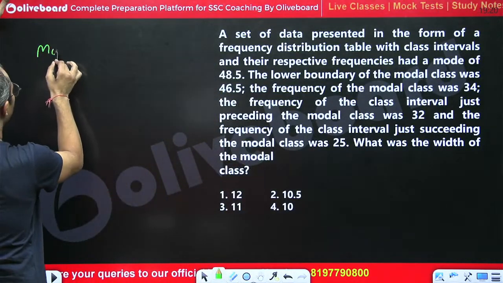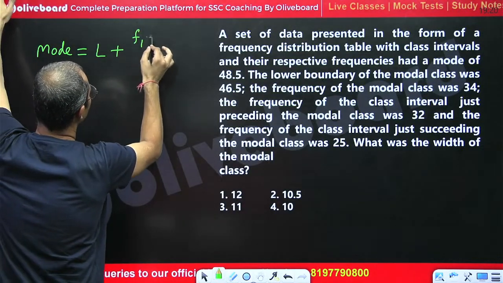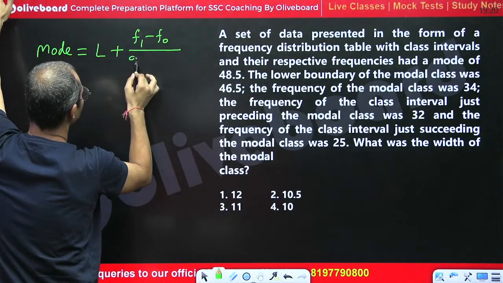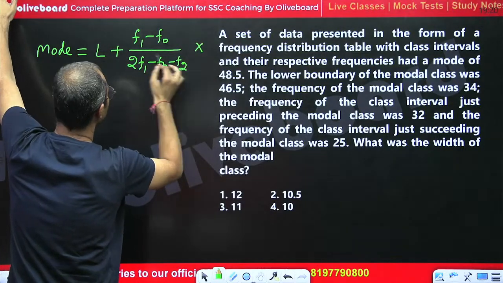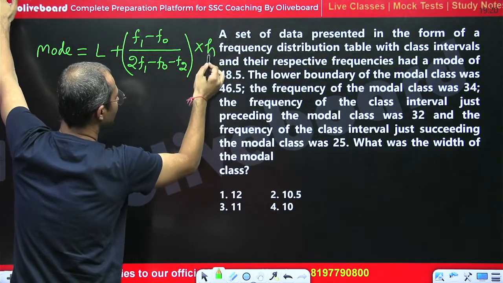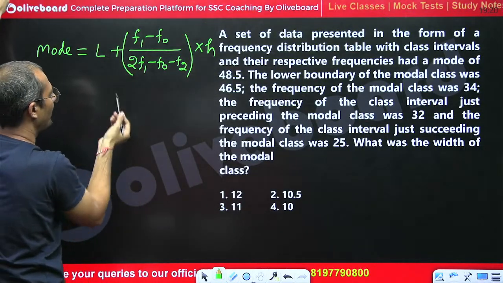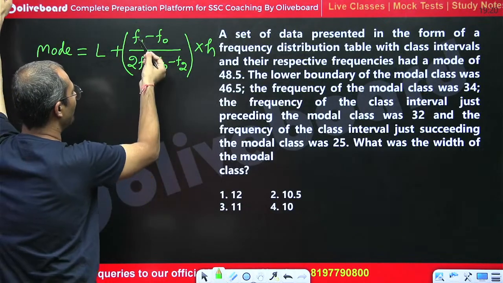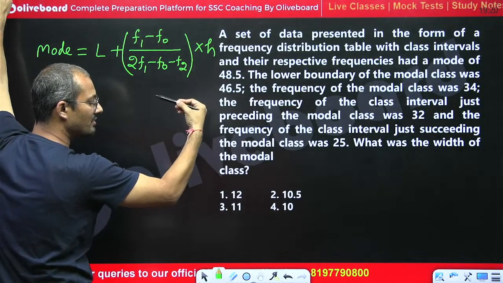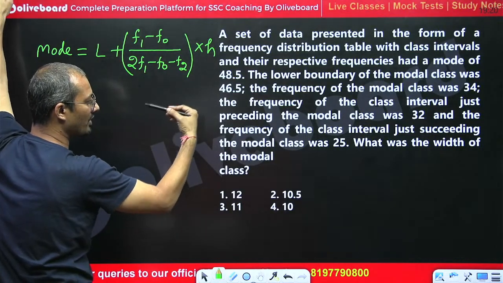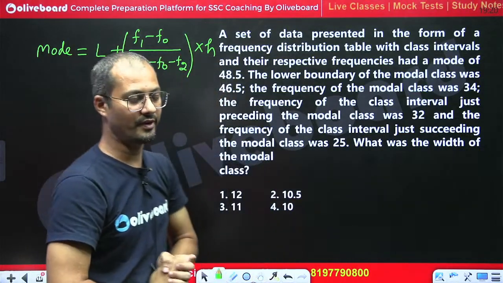The formula of mode is equal to L plus (F1 minus F0) divided by (2F1 minus F0 minus F2) into h. Here h is the class size, right? And L is the lower limit of the modal class. F1 is the modal class frequency. F0 is the just preceding class frequency, that is, the frequency of the class just preceding the modal class, and F2 is the succeeding class frequency, right?